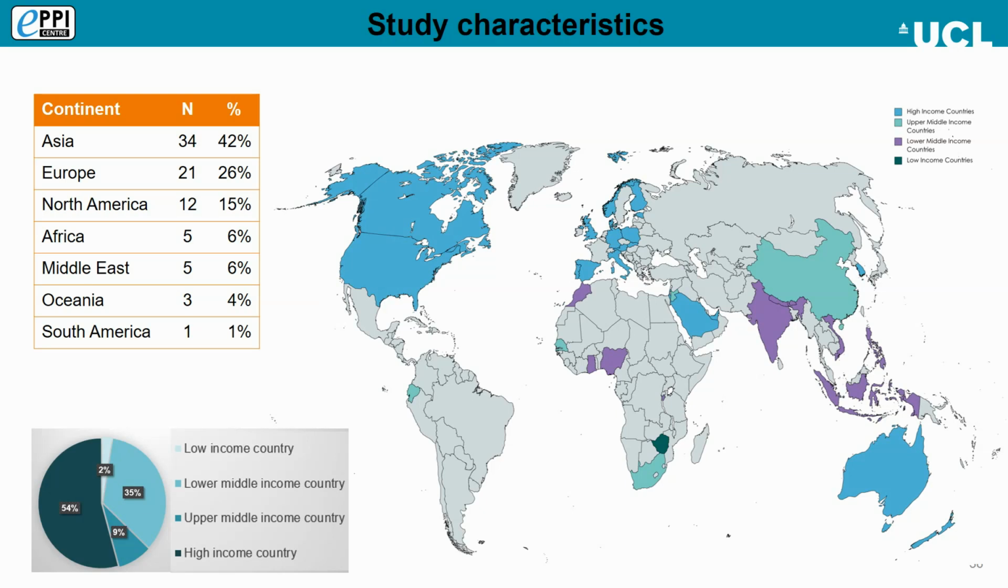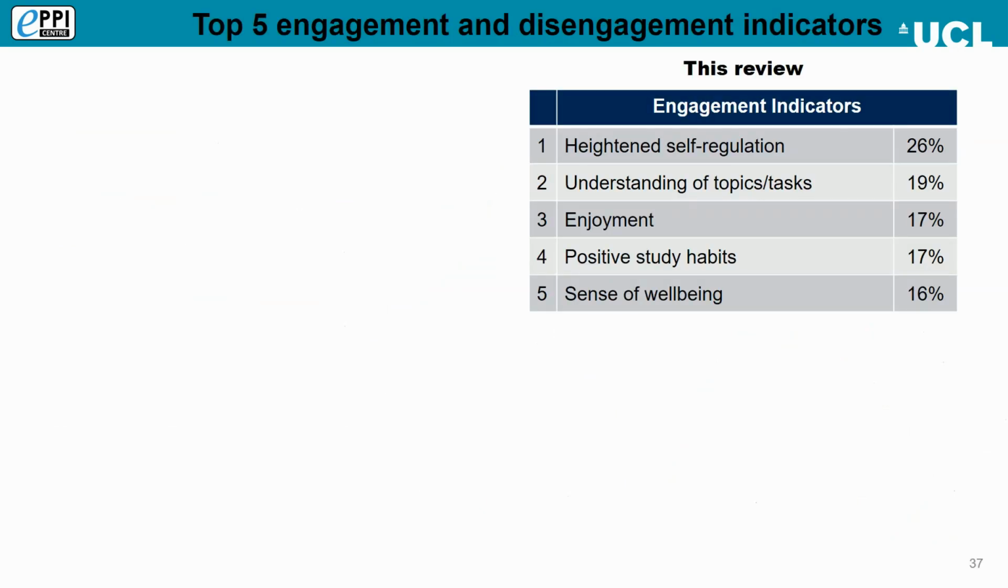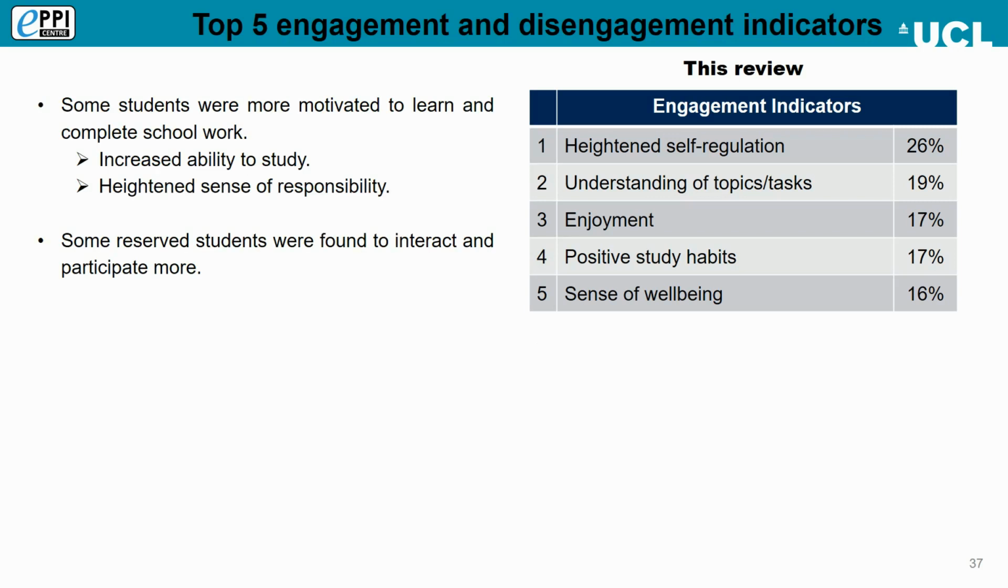In this particular review, we found that self-regulation was actually the top engagement indicator with 26%. Followed by heightened understanding of topics or tasks, enjoyment, positive study habits, and a sense of well-being. So some students were actually reported to be more motivated to learn and complete their schoolwork during the pandemic, with an increased ability to study and a heightened sense of responsibility. And some teachers also reported that some of their more reserved students were found to interact and participate more than they usually would in pre-pandemic times. There were also studies that reported an increased level of attendance and engagement from students who had chronic absenteeism issues. And so that was really quite interesting.